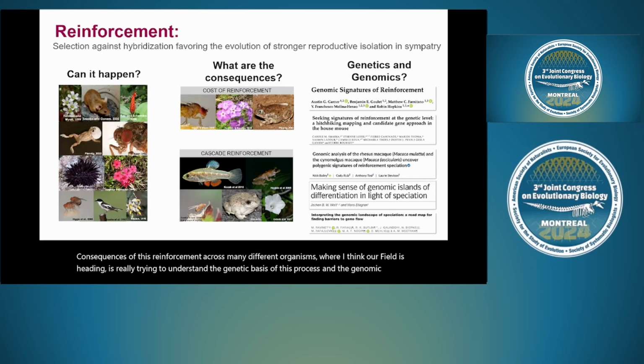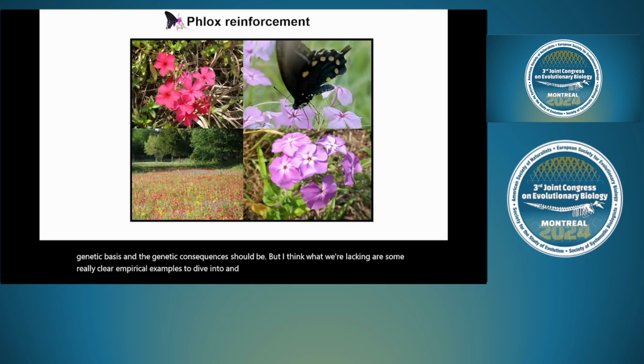And we've had some beautiful theory and hypotheses formed on what the genetic basis and the genomic consequences should be. But I think what we're lacking are some really clear empirical examples to dive into and validate these ideas. So I'm going to tell you about what we're doing in phlox to further this research. This is the system we work on, Phlox drummondii.